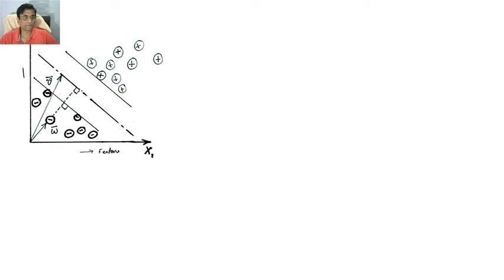This is another feature. Okay, feature x1 and x2, and you have two classes. One is negative class, another is positive class. Support vector machine is a binary classifier, which means it can draw a decision boundary between two classes.